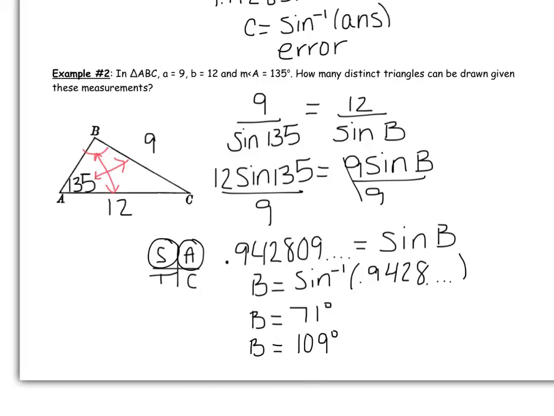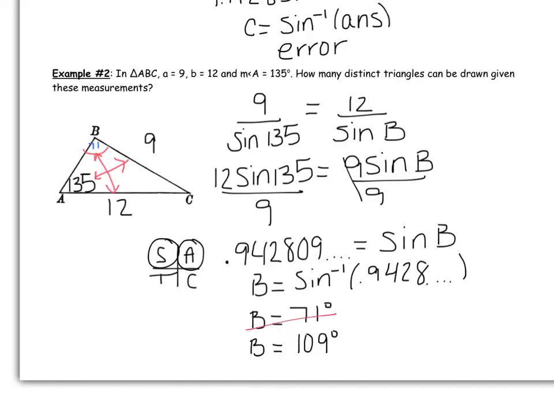So now we want to test them and see if they actually work. If B were to be 71, let's just go ahead and put 71 in here. These two angles are 135 and 71. Go ahead and add those. You get 206. That is too big. That means there's nothing that can be formed for angle C because 206 is greater than the allotted 180 that we have. So that one's out. That one doesn't work at all.